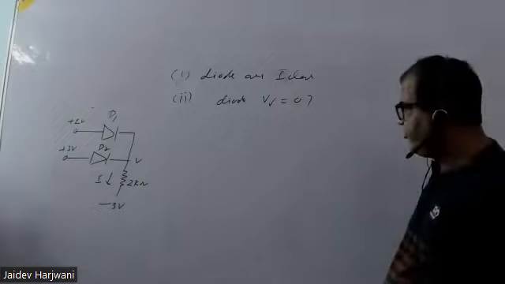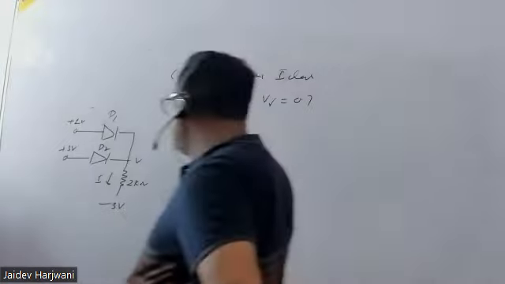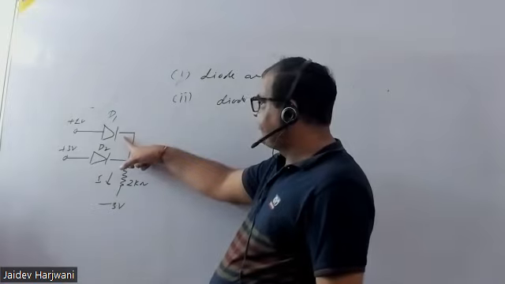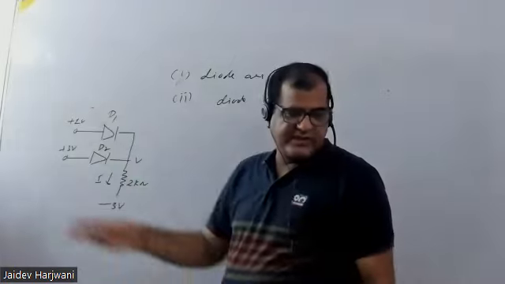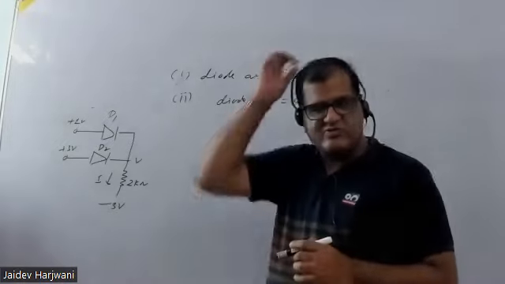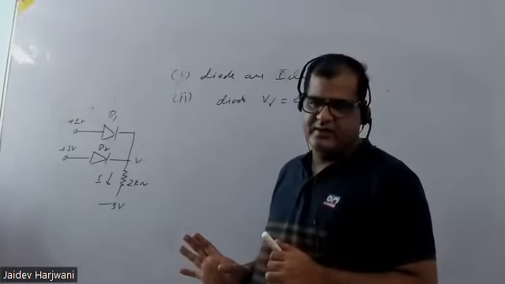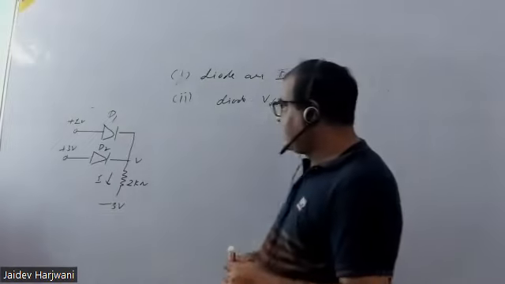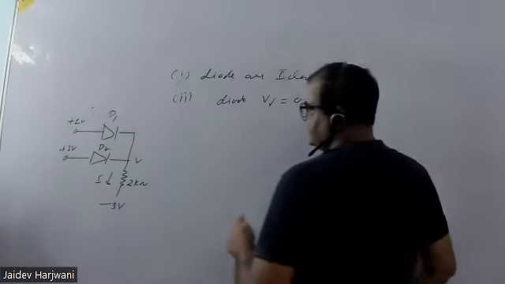Now, the first thing is I have to find which diode is conducting. Now, if I look like this, all these diodes are connected to -3 volt, forward bias. So by looking at this, it looks like both diodes should conduct. But actually, both diodes cannot conduct simultaneously. For that, you have to calculate what is VD across this one. Okay, so I'm taking the first case.